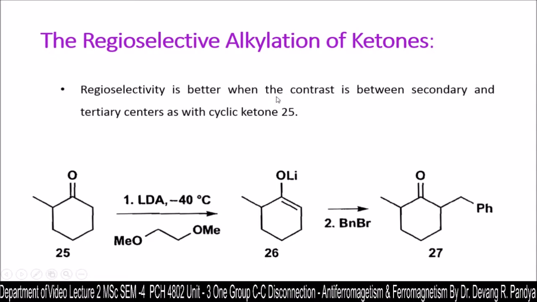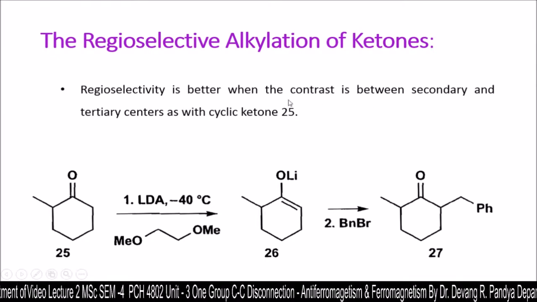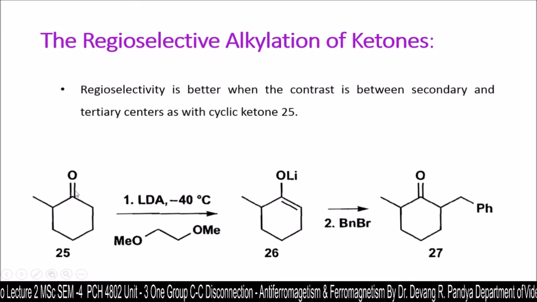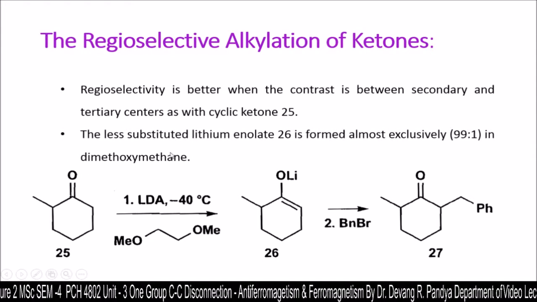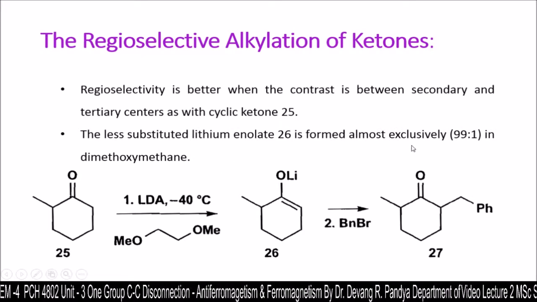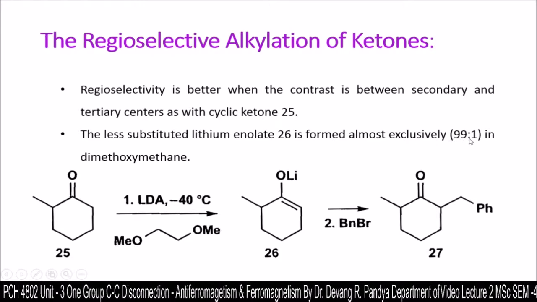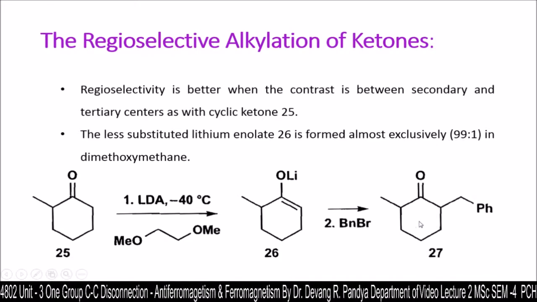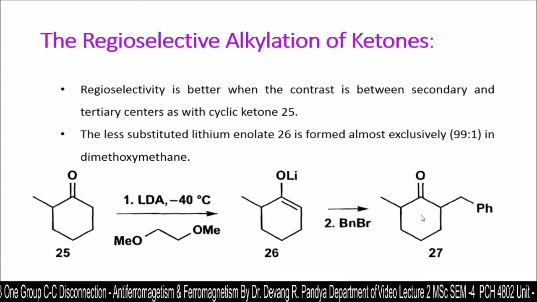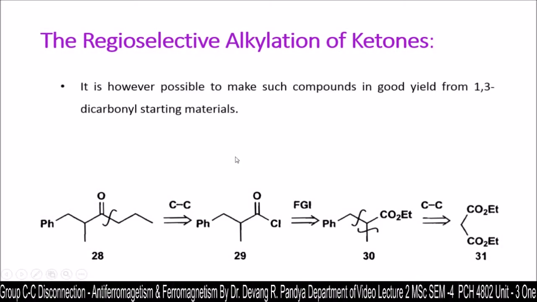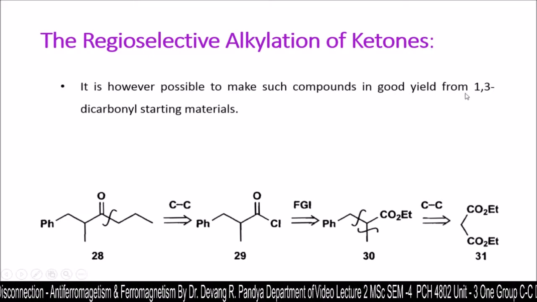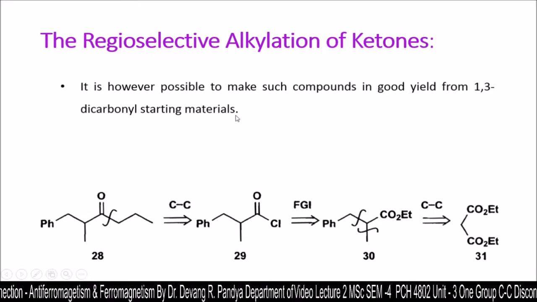Regioselectivity is better when the contrast is between secondary and tertiary center, as with cyclic ketone 25. The less substituted lithium enolate, this one, is formed almost exclusively, 99 to 1. So there is less contamination and a very pure compound 27 is going to be obtained after the benzylation. It is, however, possible to make such a compound in good yield from 1,3-dicarbonyl starting material.